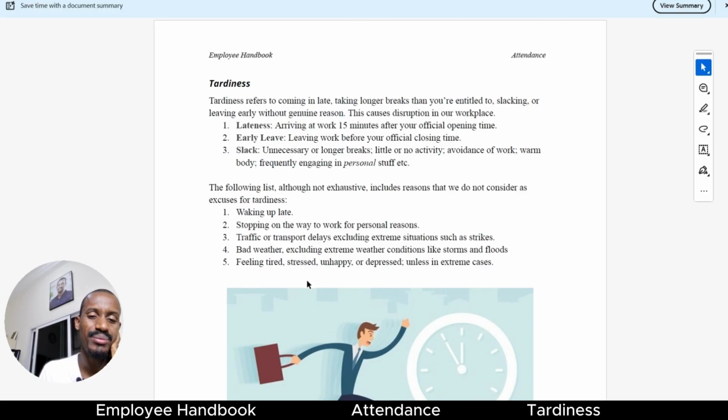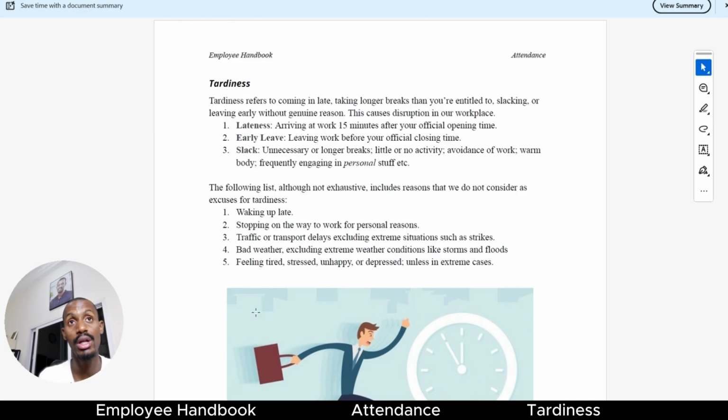Feeling tired, stressed, unhappy, depressed. If you are feeling tired, it's not our fault, for example, that you don't sleep early. You are scrolling TikTok all night, you did not sleep well. We are all adults. I'm not going to tell you how to manage your life. It is your life. You know that you are going to work tomorrow. Why are you staying up late? And all this stuff.